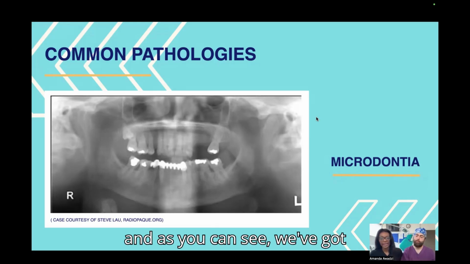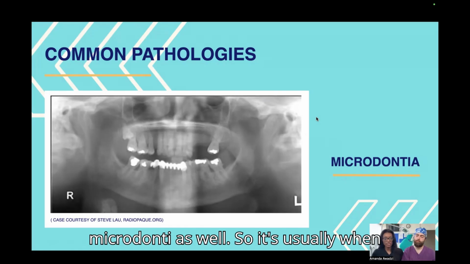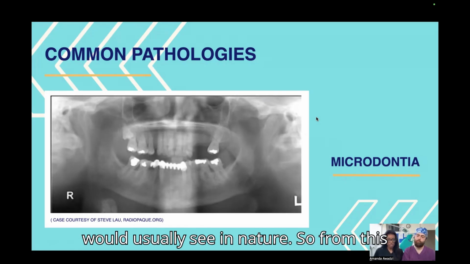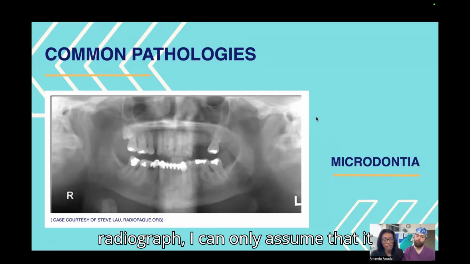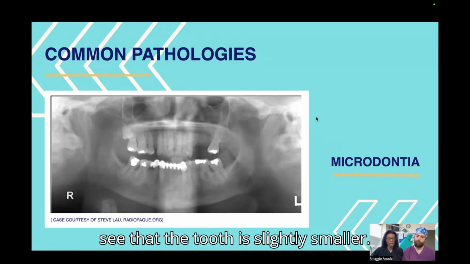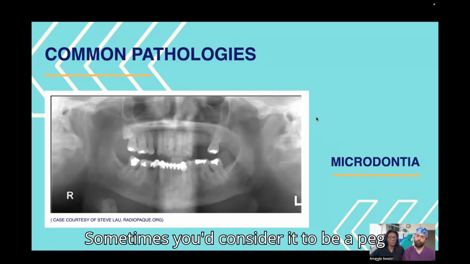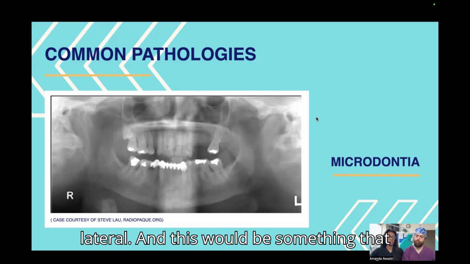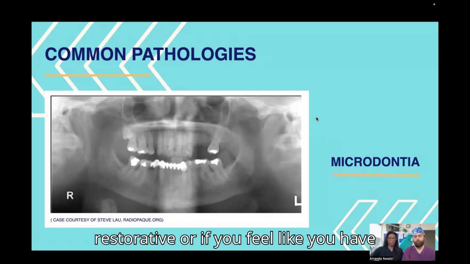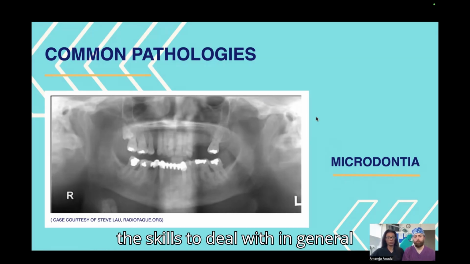Okay. And as you can see, we've got microdontia as well. So it's usually when you have smaller shaped teeth than you would usually see in nature. So from this radiograph, I can only assume that it would be the upper left tooth. You can see that the tooth is slightly smaller. Sometimes you'd consider it to be a peg lateral, and this would be something that you would go ahead either to restorative, or if you feel like you have the skills, deal with in general practice.